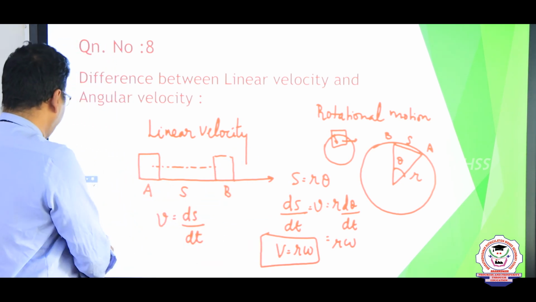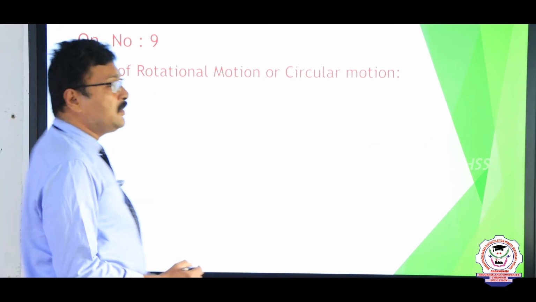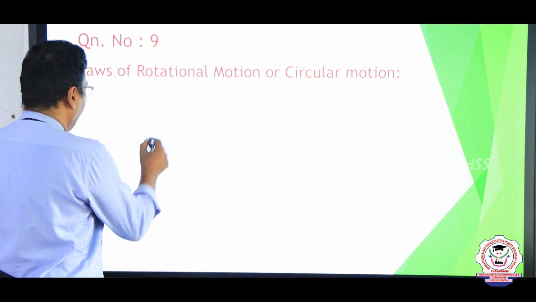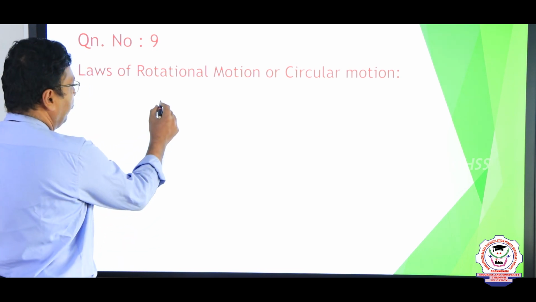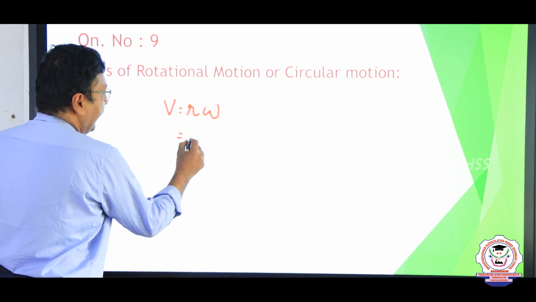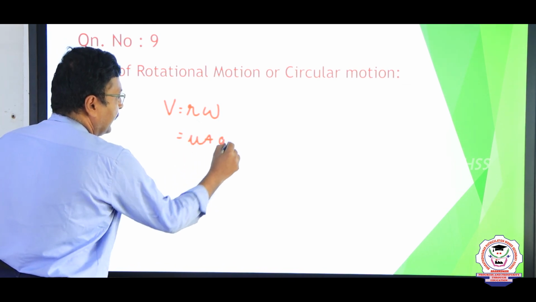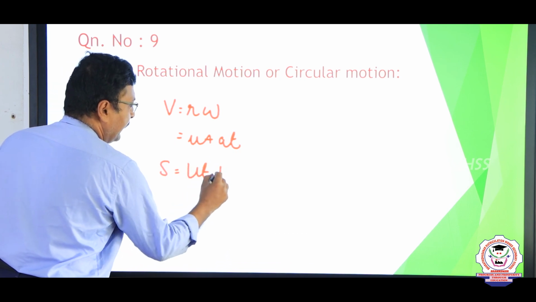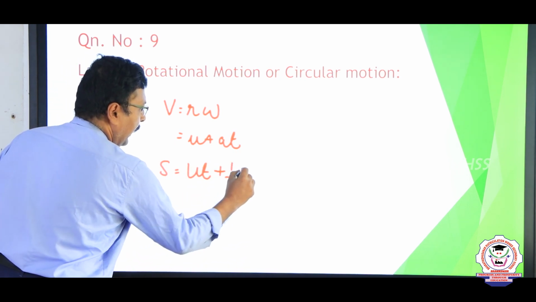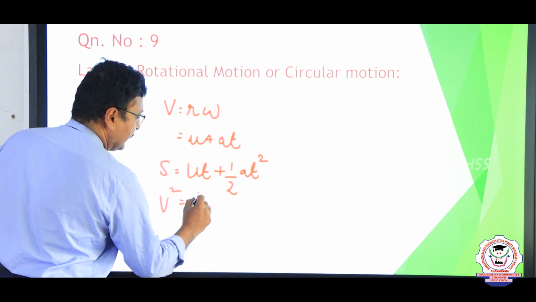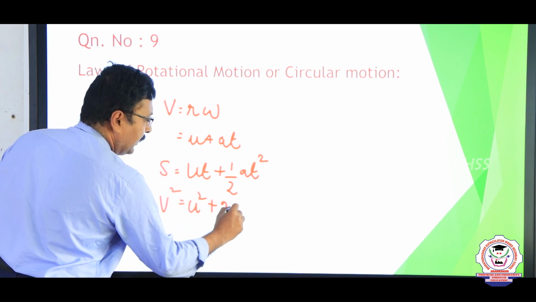Next, last problem, we will see the laws of rotational and circular motion. In one moment we will complete this. So we have the value v is equal to r omega, and v is equal to u plus at, and s is equal to ut plus half at square, and v square is equal to u square plus 2as. This is the formula in a linear action.